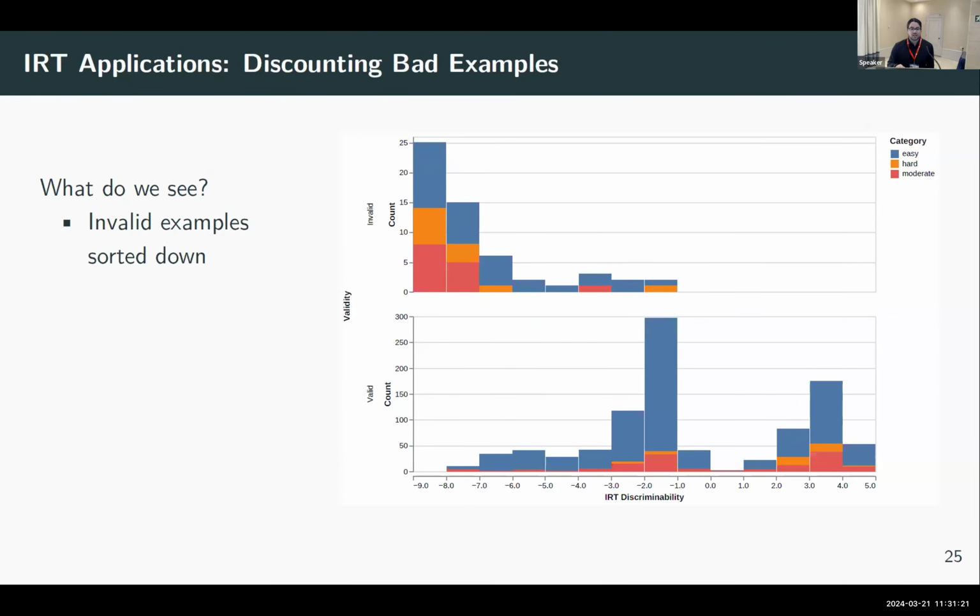So showing the same plot as before, we can see that invalid examples are also still sorted down. We also see that, as we set up in the simulation, the hard examples have a higher rate of bad examples being generated, and that's also represented here. So IRT does a good job of detecting, oh, this is the bad example, ejected out. But you still have hard examples here that are valid and informative, because if a model gets a hard example right, that gives you a lot of information about how good that model is.